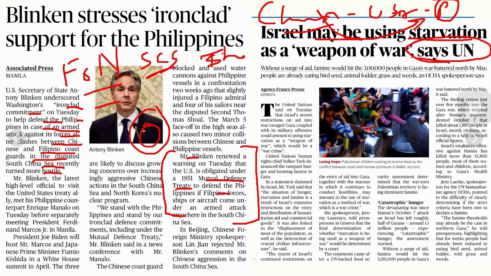The second report about foreign relations is a UN report, and it says that Israel may be using starvation as a weapon of war. It is saying that famine and hunger is affecting close to 300,000 people in Gaza's war-battered north by May, and it can be a big human catastrophe.